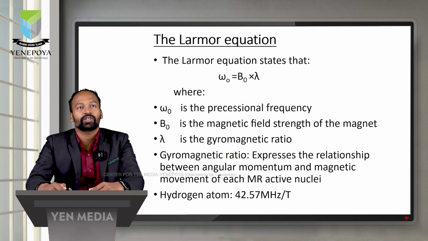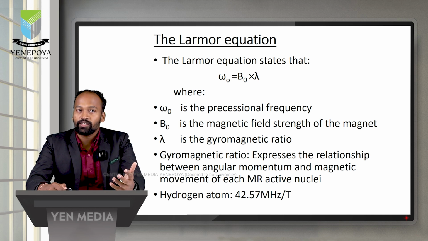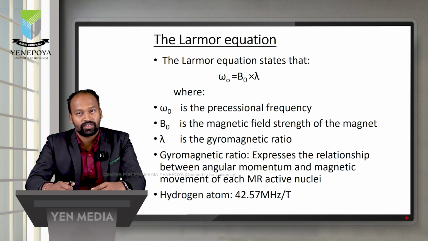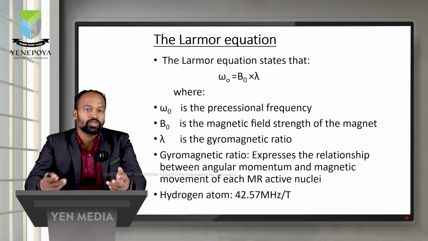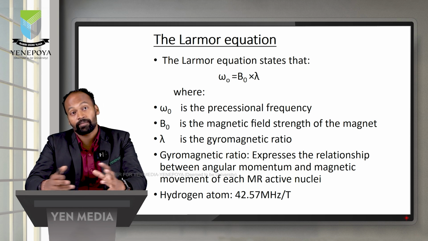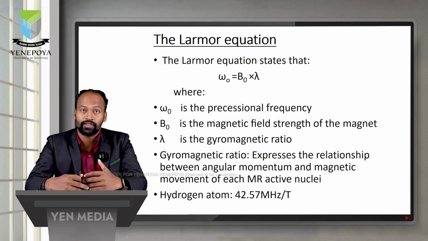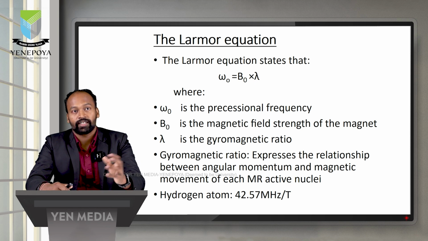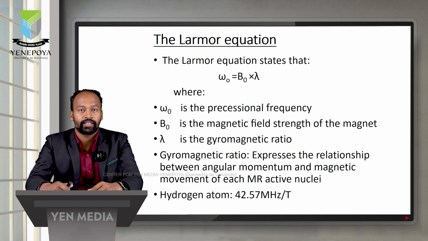Then the most important thing is the Larmor equation. The Larmor equation states that omega naught is equal to B naught times gamma, where omega naught is the precessional frequency, B naught is the magnetic field strength of the magnet, and gamma is the gyromagnetic ratio. So, what is the gyromagnetic ratio here? We already saw the precessional frequency, and the static magnetic field, B naught, which is the external magnetic field we are giving.